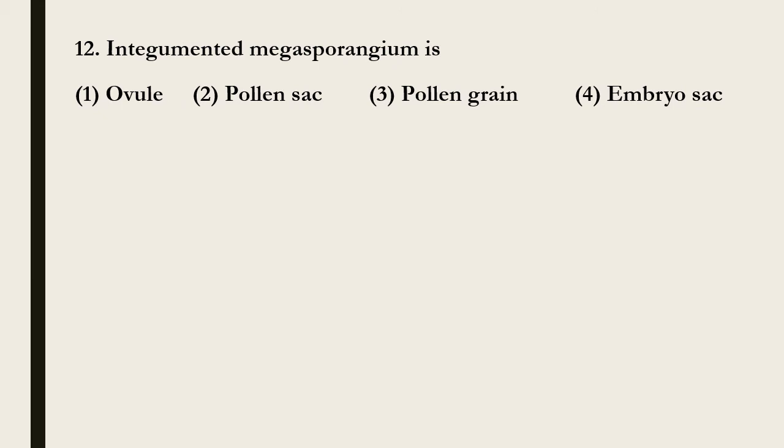Question number 12. Integumented megasporangium is: option 1, Ovule; 2, Pollen sac; 3, Pollen grain; 4, Embryo sac. This is a direct definition. If you see the notebook, in the first point itself it is given as a definition. An integumented megasporangium is called an ovule. Megasporangium is nothing but ovule. So option 1 is correct.